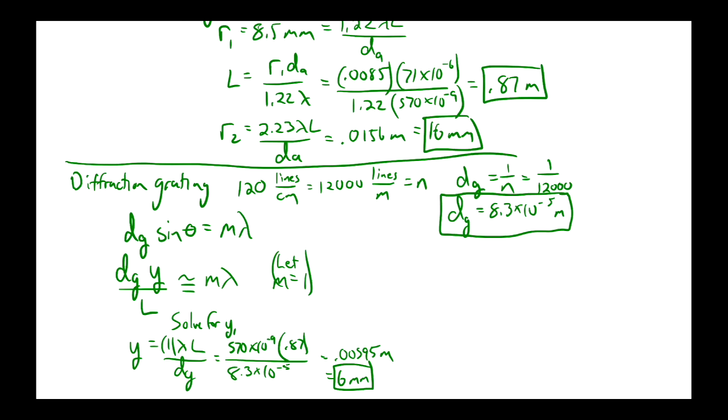Which one? M? It's just 1. Unless we want to solve for y2 or y3, then we'd let it be those instead. It's the distance from the center of the pattern out to that particular bright spot. Any other questions? Yes.